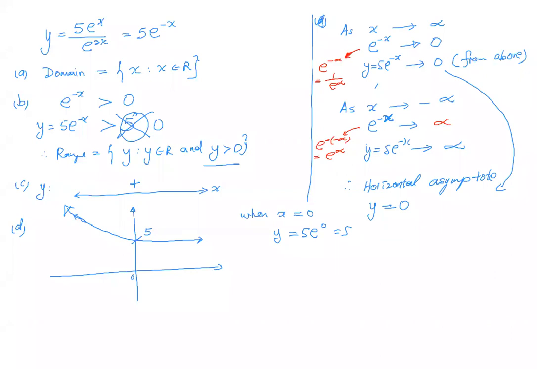Miss, for the question, as x approaches infinity and negative infinity, do we have to do both or only one? You have to do both. If you want to find the horizontal asymptote, you have to do both sides. All right. Thank you. Welcome.